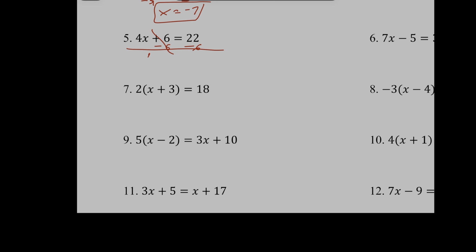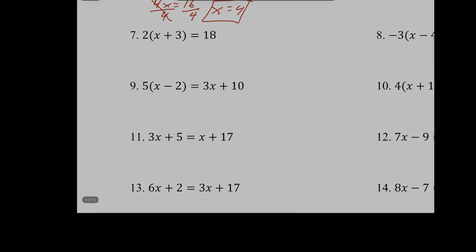So now it's just 0. So I get 4x equals 22 minus 6 is a 16. Now I'm allowed to divide by 4 because the x value is alone. And I get x equals 4. Okay? Let's go on to number 7.